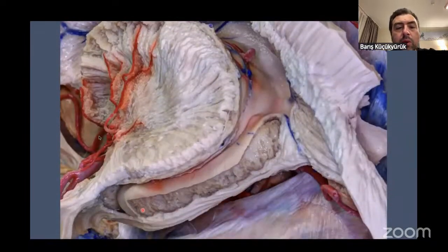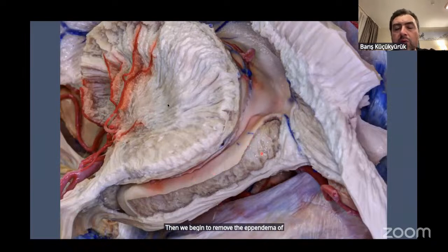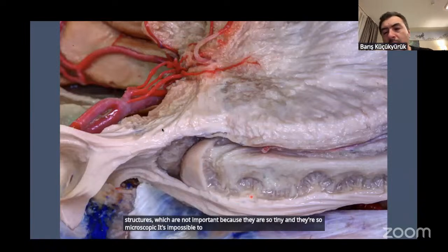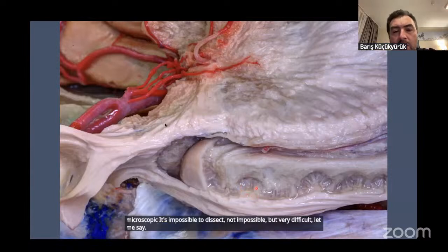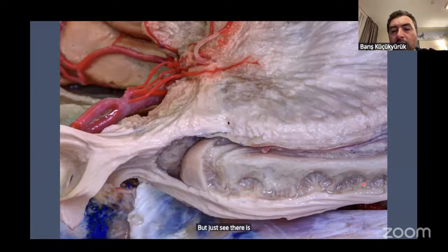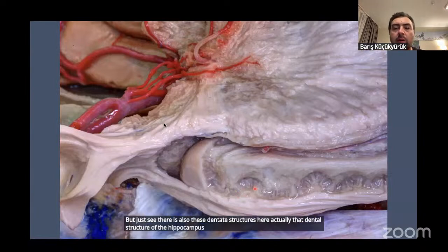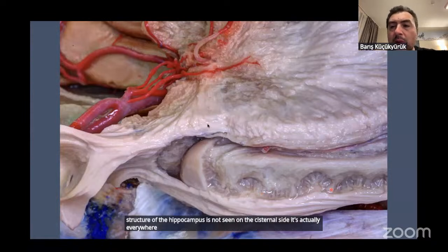Then we begin to remove the ependyma of the hippocampus to see those internal structures, which are not important because they are so tiny and so microscopic. It's impossible to dissect, not impossible, but very difficult, let me say. But just see, there are also these dentate structures here. Actually, that dentate structure of the hippocampus is not seen on the cisternal side. It's actually everywhere. Just the dissection is a little bit difficult, but when you do it, it can be doable.